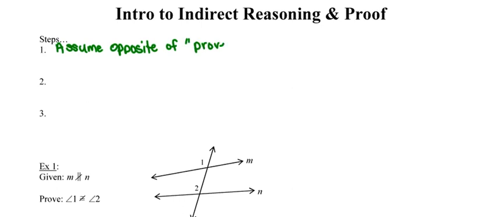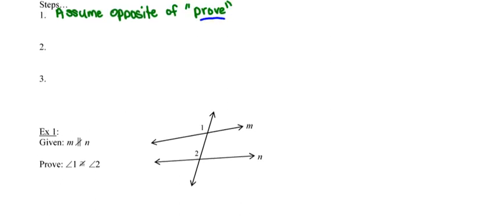This is really important to pay attention to, because most likely, not always, but most likely, there will be a couple of statements with the word not in them. You want to start by assuming the opposite of the one that's in the prove. And then we're going to establish what's called a contradiction. A contradiction is two things that can't possibly both be true at the same time.